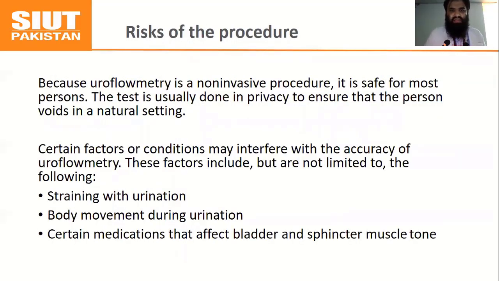The risk factors are that it is a non-invasive procedure and it is safe for most persons. The test is usually done in privacy to ensure that the person is in a natural setting. Certain factors or conditions may interfere with the accuracy of uroflowmetry. These factors include, but are not limited to, straining with urination, body movement during urination, and certain medications that affect the bladder and sphincter muscle tone, like the alpha blockers and the diuretics.